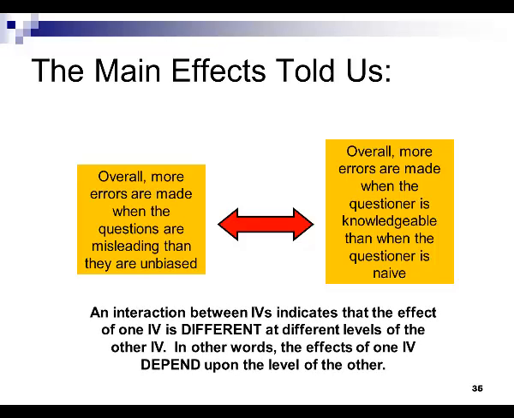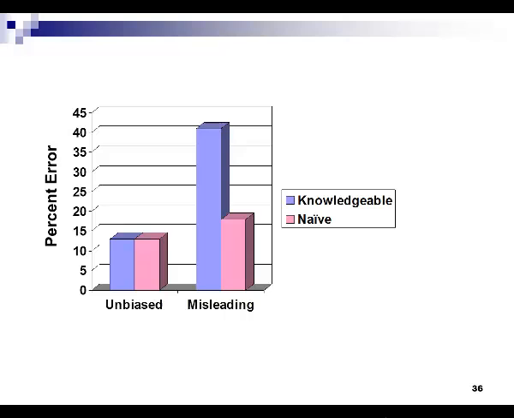So an interaction between independent variables indicates that the effect of one independent variable is different at different levels of the other independent variable. In other words, like all good psychologists, we're able to say that the effects of one independent variable depend upon the level of the other. I swear this is a tongue twister.